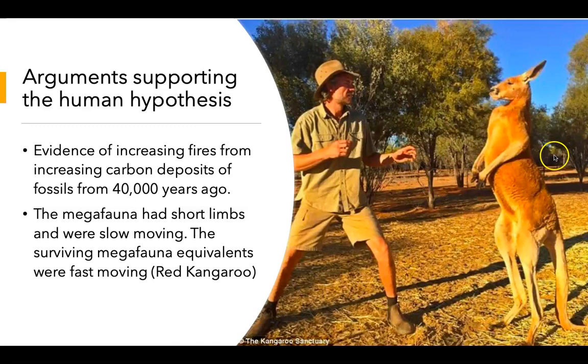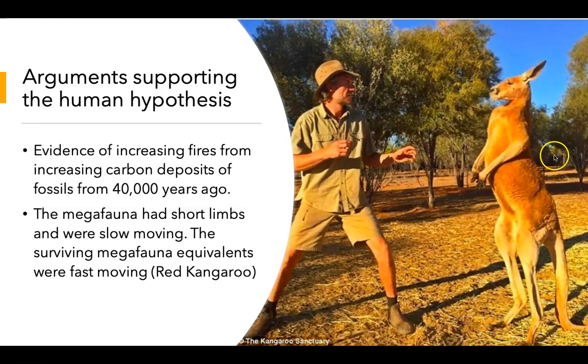Now again, this is just a theory, the human hypothesis as we call it, and there are arguments supporting the human hypothesis and arguments against it as well. Some of the arguments supporting it is the idea that there's evidence of increasing fires, because we see increasing carbon deposits in the fossils from about 40,000 years ago. So the idea here is the increasing fires were a direct result of Aboriginal people using methods like fire stick farming to increase the amount of fires and make them more regulated so that they could increase vegetative growth as it regenerates. There's also the idea, again, that the megafauna had short limbs and were slow moving, making them easy targets for hunting.